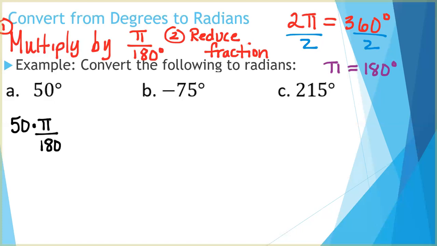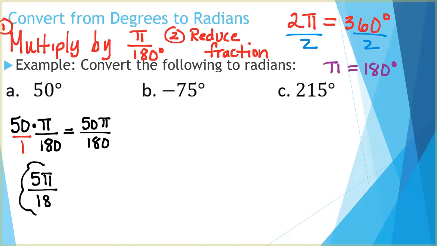So for question A, if I'm taking 50 and I want to convert that to radians, I would multiply 50 times pi over 180, and then you multiply straight across, and that's going to give me 50 pi over 180. And when I reduce the fraction, I can divide top and bottom by 10, and you get 5 pi over 18 as your final answer.